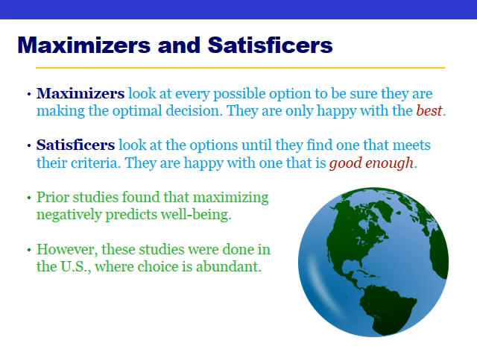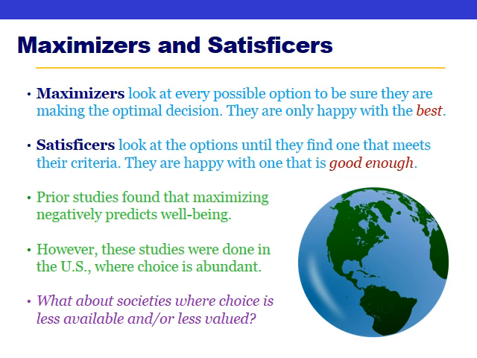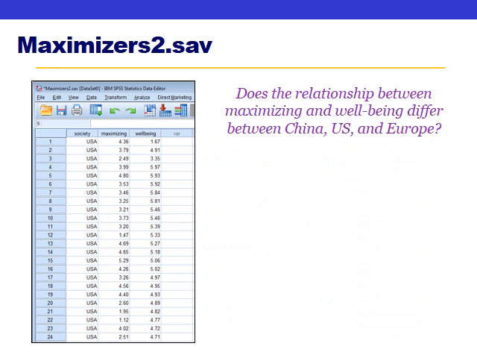However, the studies that found that were all done in Western cultures, in the United States, where choice is not only abundant, but also something that we value because we're very individualistic. So the question is, what about other societies? What about Eastern cultures, for example, that are more collectivist? Would this same relationship hold true in those cultures? In other words, does the relationship between maximizing and well-being depend on what culture you live in?